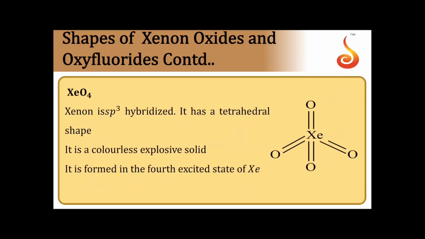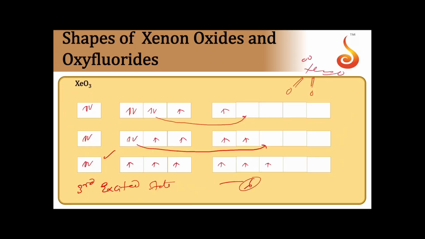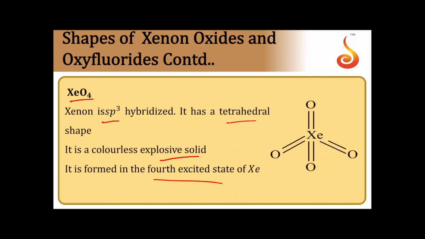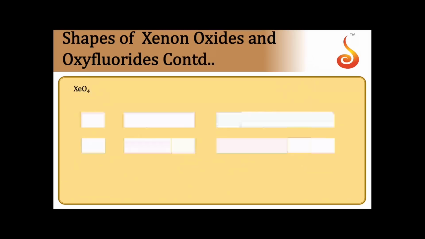Next one is XeO4. We have altogether 4 bonds and no lone pair. So sp3 hybridization, tetrahedral structure. It is a colorless explosive solid, and it comes in the fourth excited state. Because previously we have seen that in the third state we have altogether 6 unpaired electrons. We require here 4 double bonds, meaning 8 bonds. So we require 1 more excited state.